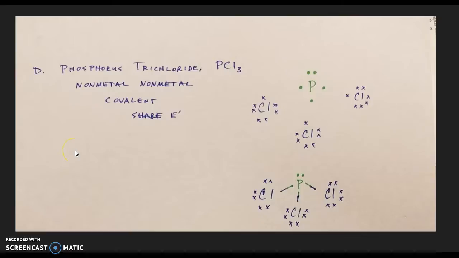that has atom or element would be phosphorus. There's one of those, 5 valence electrons, so total of 5. Chlorine, 3 times 7, 21. So 5 and 21 is 26. And if we count these up, we have 26 electrons.